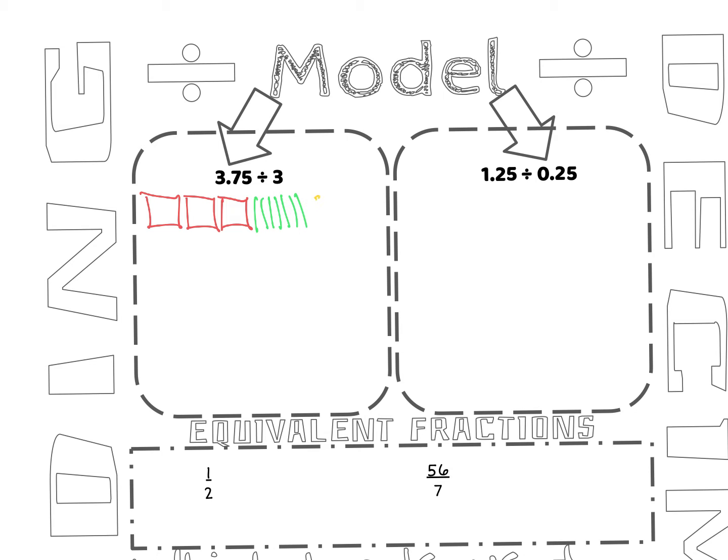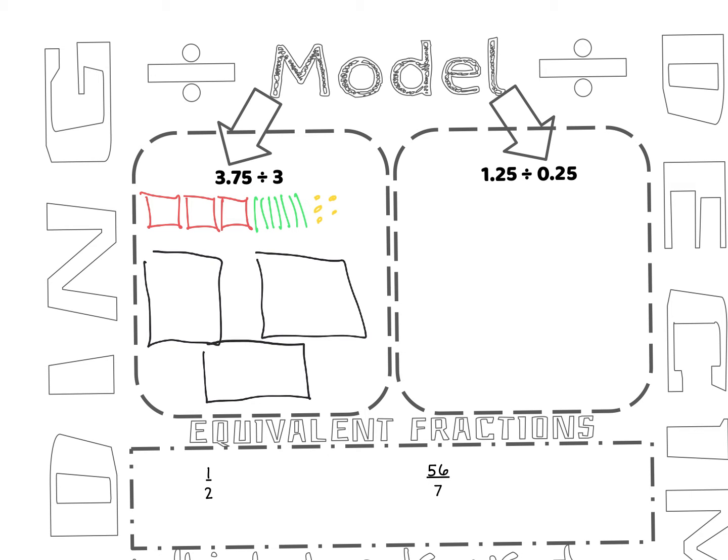7/10ths and 5/100ths. And then I'm just going to start putting that into our 3 groups equally. So I'm going to start by making a placeholder for our 3 groups. And as I use them, I'm just going to cross them off. So first of all, each group can get one of our red pieces, which is one whole.